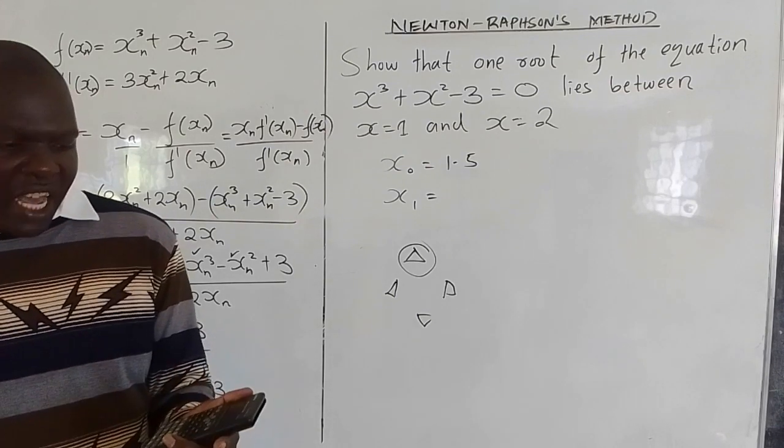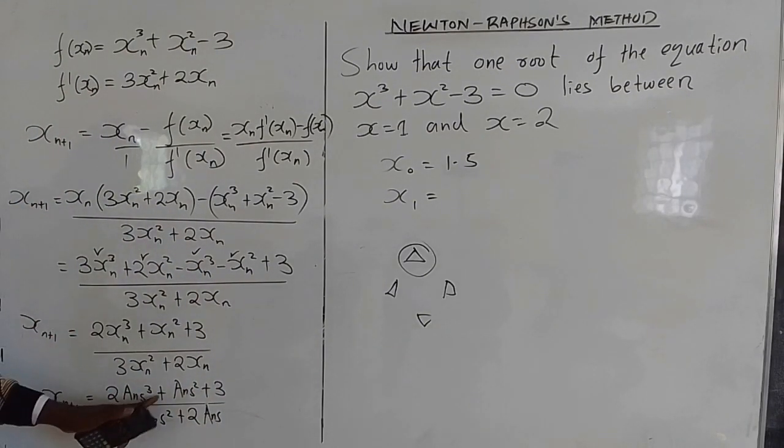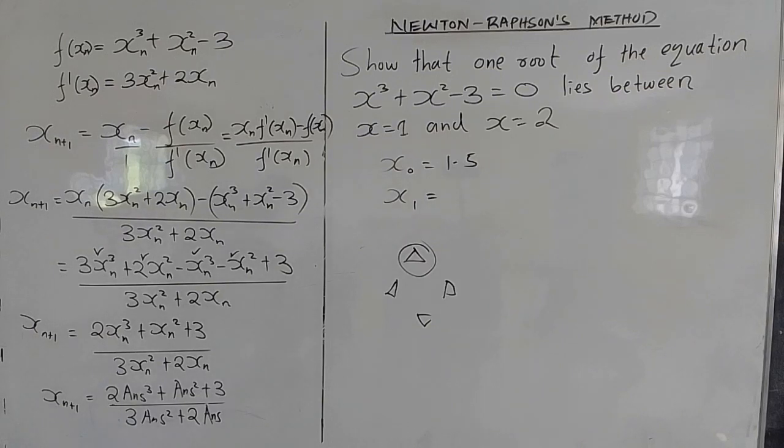If you get 1.86, it means your formula is wrong. Here you can see you first go answer Q, answer square, and there's no sign between them. Where is the sign? See, there's an additional sign between here.